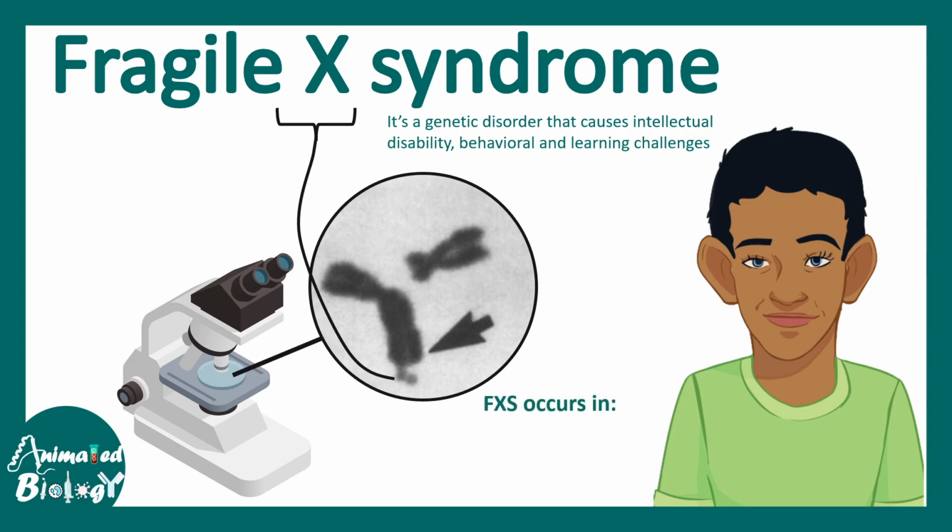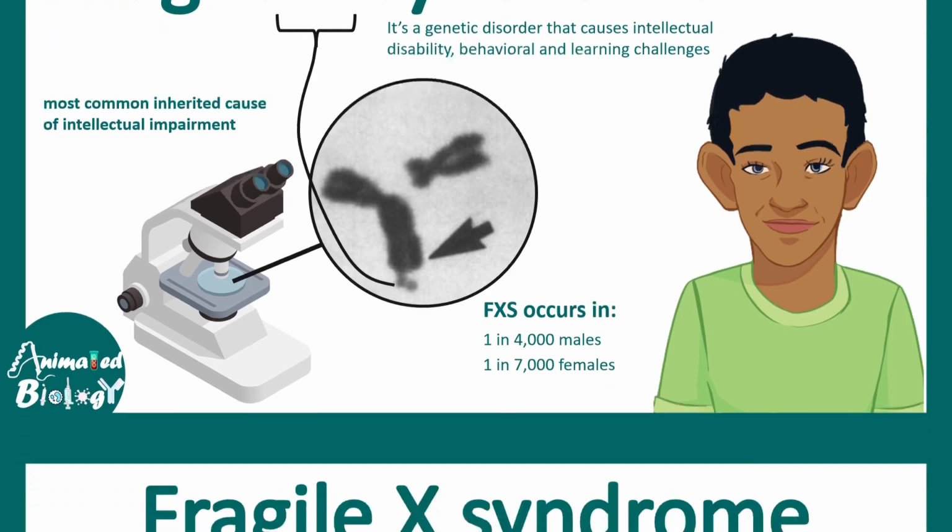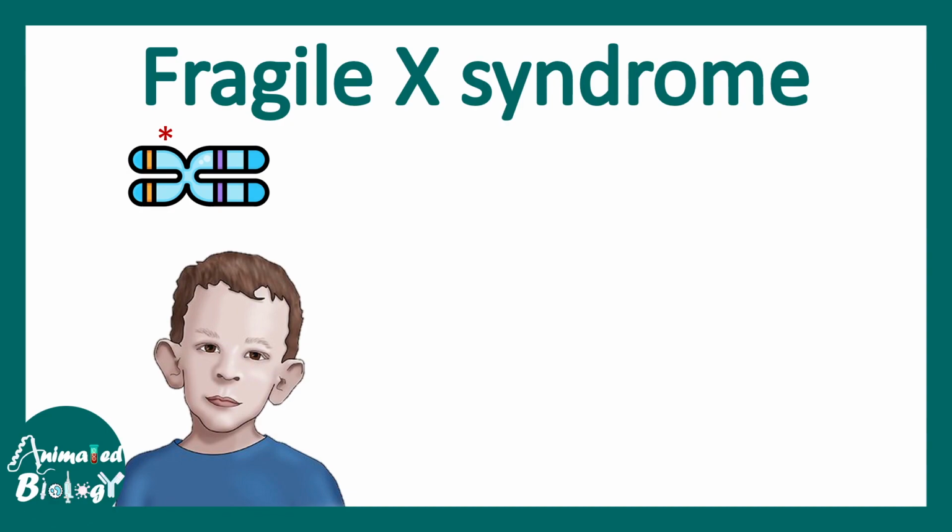The occurrence of Fragile X syndrome is 1 in 4,000 males and 1 in 7,000 in females. So it's more common in males. In a moment it would be clear. But let me tell you that this is the most common inherited cause of intellectual impairment, just after Down syndrome. Fragile X syndrome occurs due to a mutation in the gene that leads to the production of FMR1 protein, and this is located in the X chromosome.